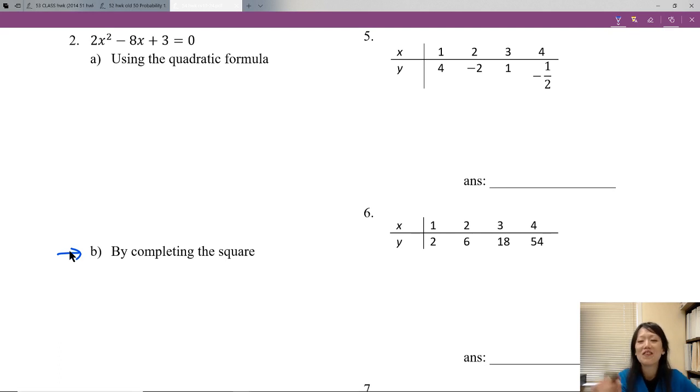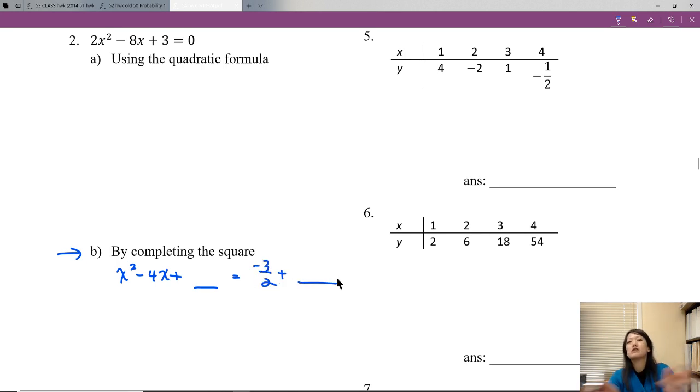Okay, complete the square. What do we do first? Leading coefficient has to be 1. If it's not, what do you do? Divide everyone by 2. You're allowed to divide because there's a 0 on the right. So you get x squared minus 4x plus 3 halves. But we might as well move it right away. So I divide by 2, 2, 2. I move this over.